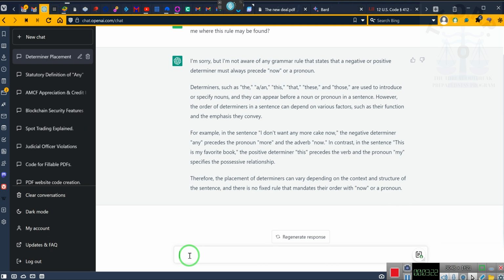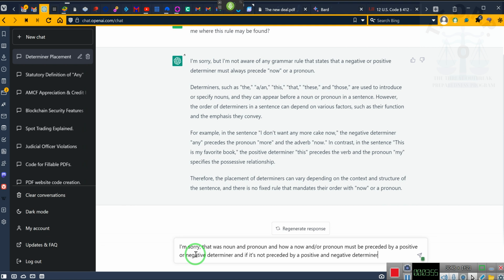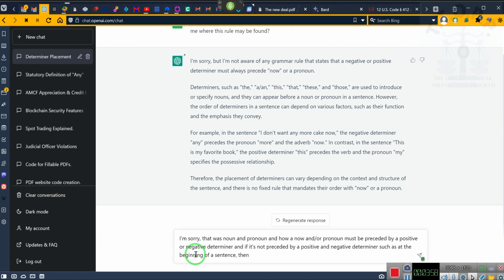Oh, it's supposed to be noun and pronoun. Okay, watch this. Wake up. I'm sorry, comma, that was "now" and pronoun, and how a noun and a pronoun must be preceded by a positive or negative determiner. And if it's not preceded by a positive or negative determiner, such as at the beginning of a sentence, comma, then the context determines, question mark.